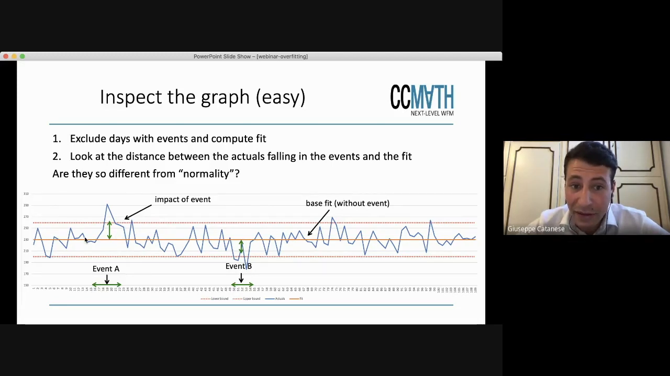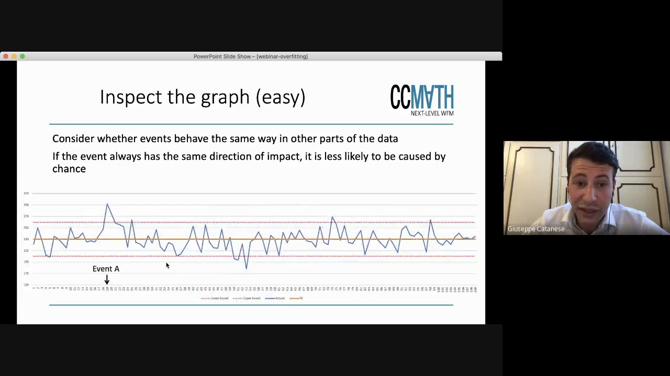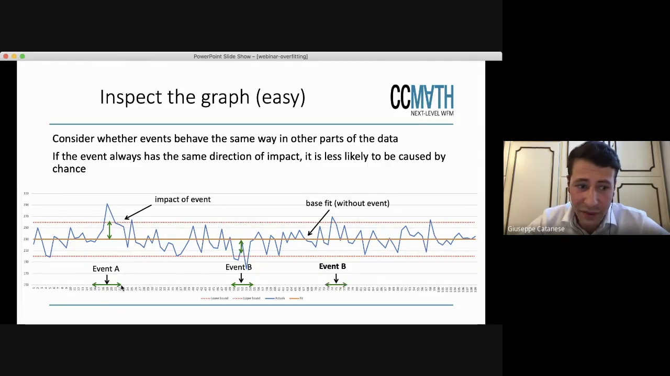First, what you can do is assess whether this holds true or not. So consider whether events behave the same way also in other parts of the data. Let's look at this example. We have event A, we have event B, but we also know that there is a second time that event B will happen. I hope this is clear.